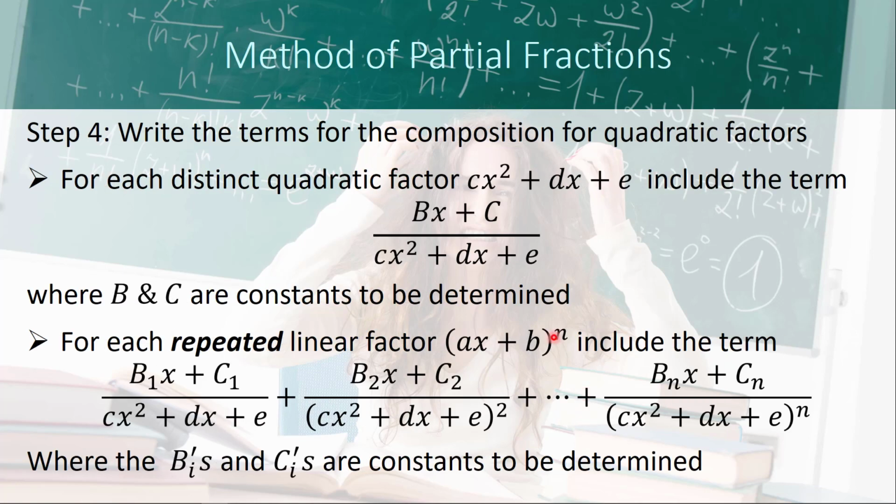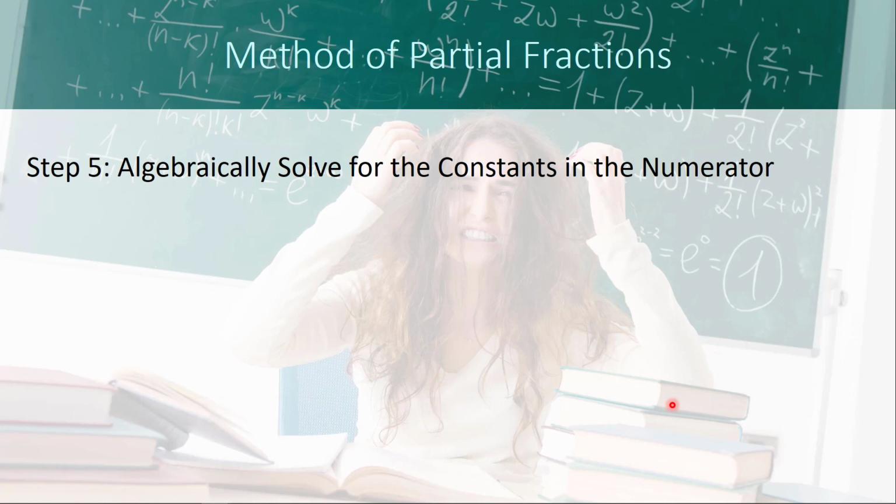Then for the quadratic factors, we will do the same. For the discrete quadratic factor, we will write the numerator as bx plus c, and then we will have the discrete factor in the denominator. If it is repeated, then we will have b1x plus c1 divided by that factor, b2x plus c2 divided by that factor squared, all the way up to the number of times it has been repeated. Once you've done that, we are going to use algebraic techniques, with a little more detail later, to figure out what those constants in the numerators are. The next examples will show you how to do that.